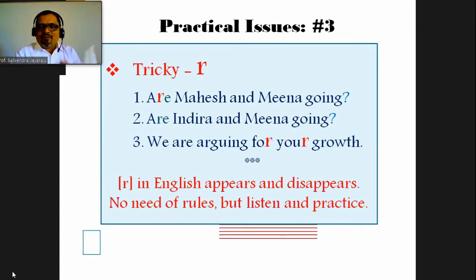No need of rules here, but listen and practice. If it is there in an utterance, produce it. If it is not there, drop it. You need not produce it. While you're practicing proper English utterance, you pay attention. You listen to the native speaker's utterance and try to follow, listen, perceive, and imitate exactly. If ra is there, it should be there in your repetition. If ra is absent, make it absent even in your repetition. So that is what we need to pay attention to, right?